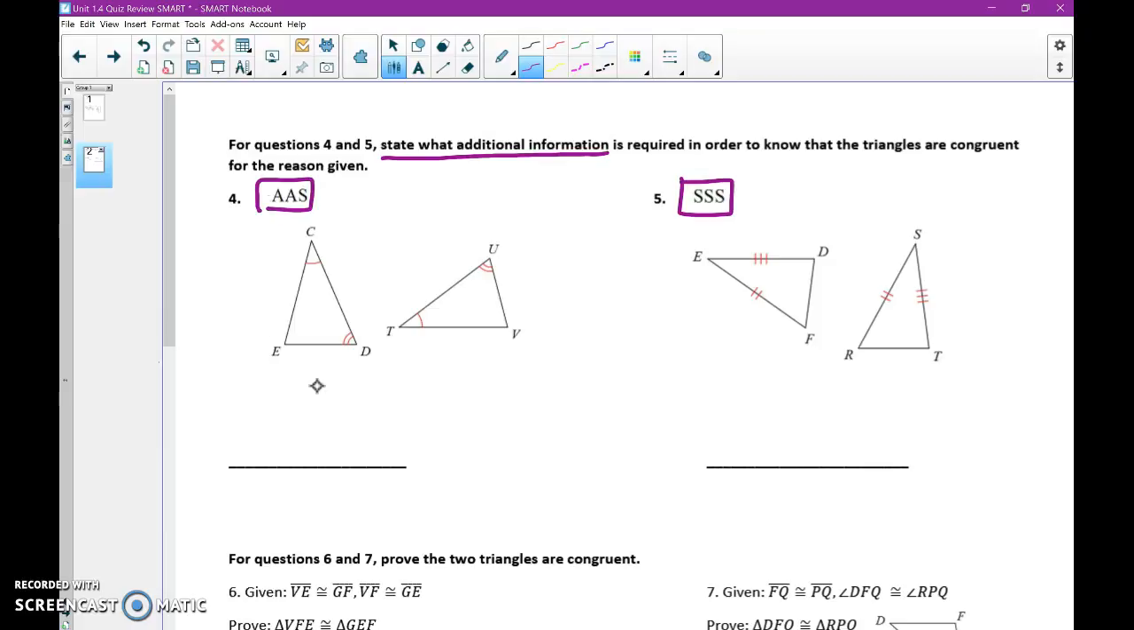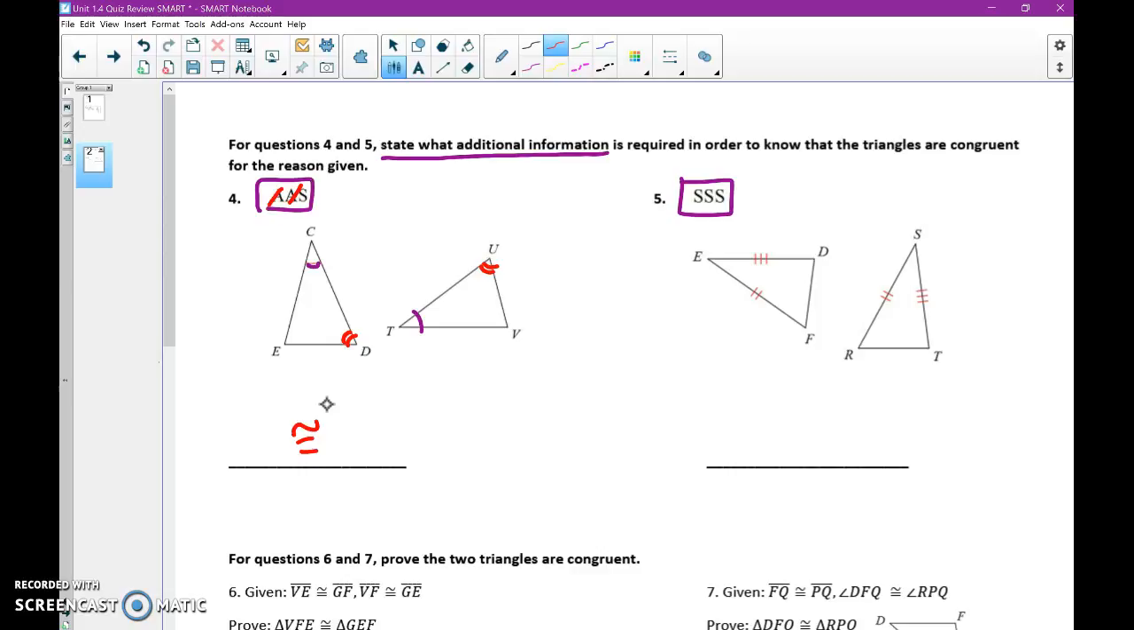So look at your picture. Do you have a pair of angles? Yeah, you have one here, one here. Do you have the second set of angles? Yeah, there's marked here and here. So those are done. Do you have any sides marked though? No. Okay, that's what they're asking for. What other piece do I need? Well, I need sides. I know they're going to be congruent to each other.